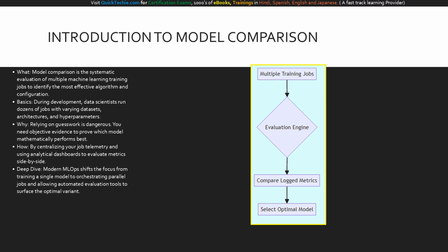How do we achieve this? We centralize our job telemetry. By doing so, we shift our engineering mindset from single-run training to orchestrating massive parallel experiments, letting our tools mathematically surface the absolute best model.